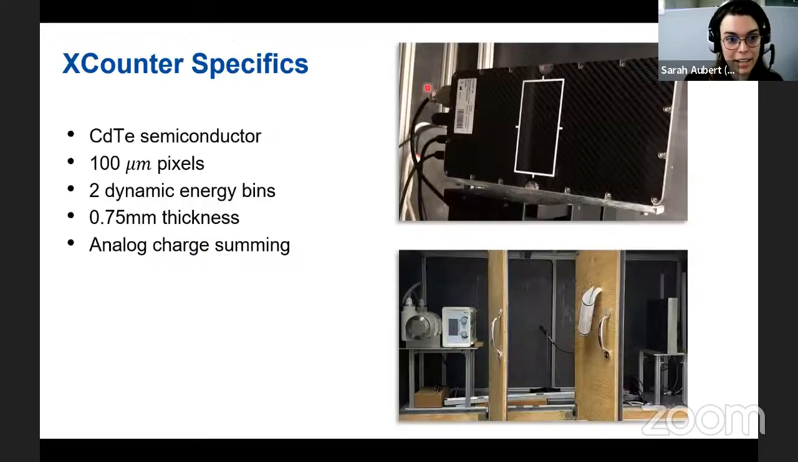The photon counting X-ray detector that we used in this experiment was a cadmium telluride semiconductor, the X counter, and it has 100 micrometer pixels, a 0.75 millimeter thickness, and 2 dynamic energy bins. It also has the analog charge summing capabilities, and it's housed in this custom X-ray cabinet shown here.